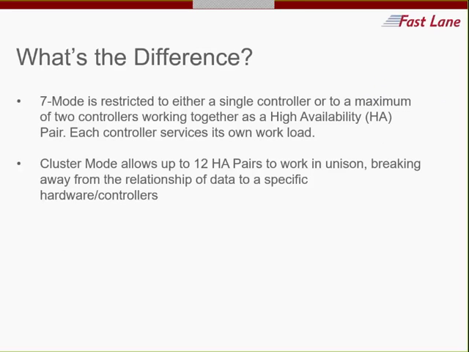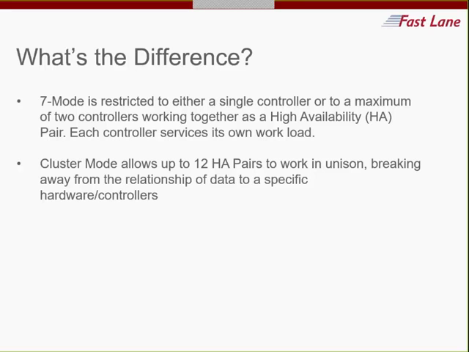But when we look at cluster mode, we've now moved from a single controller or even an HA pair to being able to extend up to 12 HA pairs which all work together. That breaks away from the relationship of the data being on specific hardware or in a specific controller, and it allows you to migrate or move data from one controller to another to distribute workload better, to add more flexibility. It may be down to capacity planning. It just gives you a lot more flexibility.